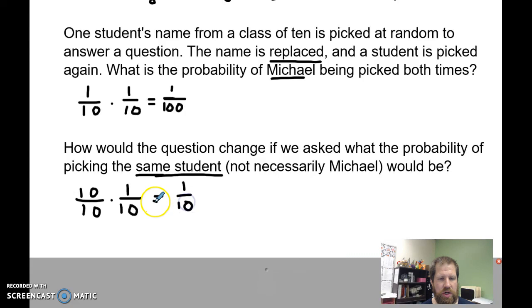So there's a 1 in 10 chance that if we pick a name, put it back, and then pick another name, the same student is going to get picked. If we are looking for a specific student the first time, then we're looking at a much lower probability. So remember, independent events, you'll often recognize them because of the word replaced, and you're just multiplying the probability of the first event by the probability of the second event.